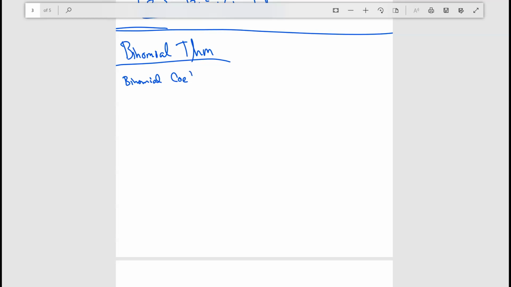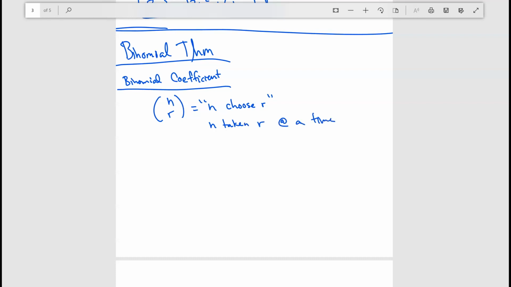So what the binomial coefficient is, is a new notation that kind of looks like division, has parentheses, and it has n and r. And the way that you say this is n choose r. So I have n items, and I'm choosing r at a time. So we can write n taken r at a time.